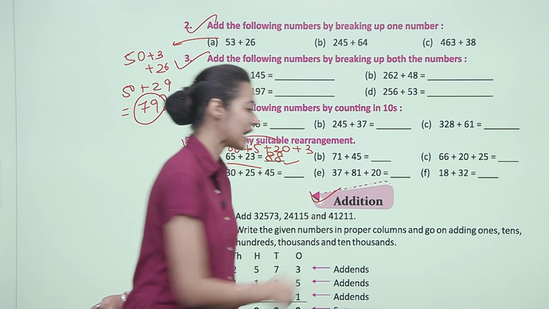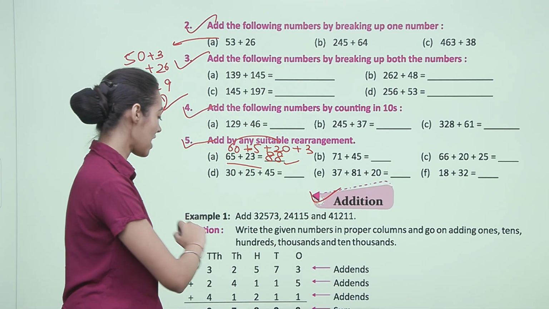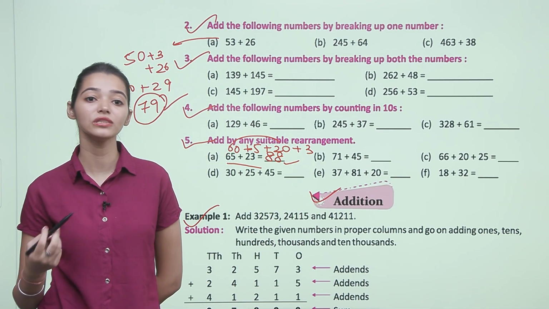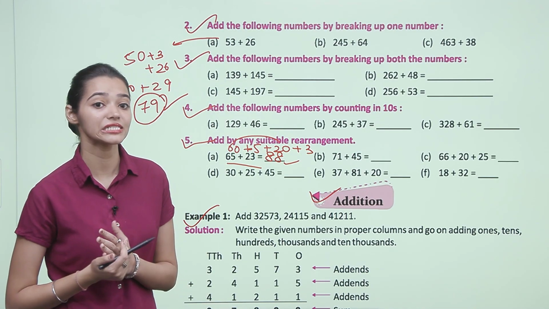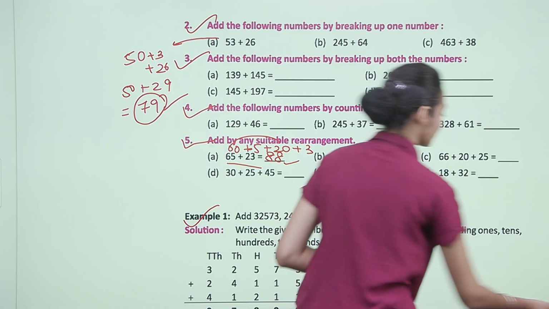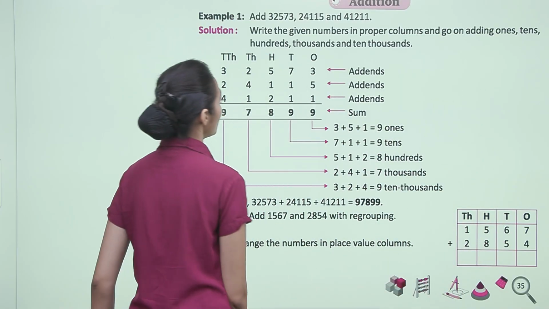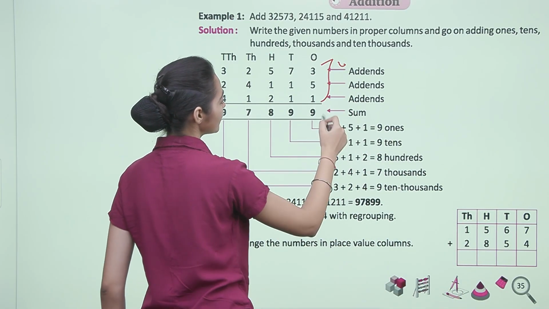Now next is our addition. Now we have this example, we have to add all these numbers. Firstly we will write them in the proper column, then add ones, tens, 100, 1000 and 10,000. Now here are our addends and here is our sum.